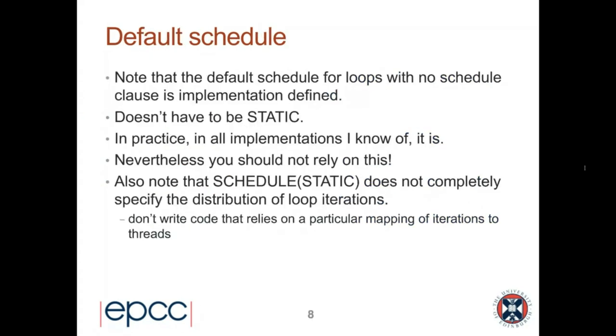This is just something to note that comes as a bit of a surprise to people. The default schedule for loops, if we don't have a schedule clause, is actually implementation defined, and it doesn't have to be static. In practice, it is in all the implementations that I know of, but nevertheless, it's probably not a good idea to rely on this. You should also note that specifying schedule static does not completely specify the distribution of loop iterations, because there are different possibilities for how any remainder is dealt with if the number of threads doesn't exactly divide the number of iterations.